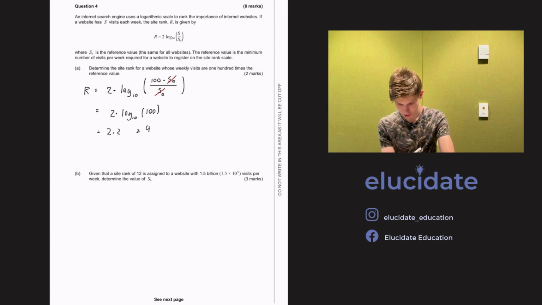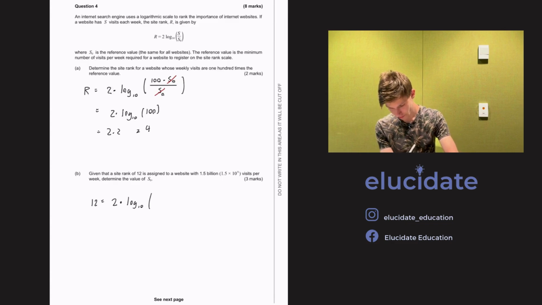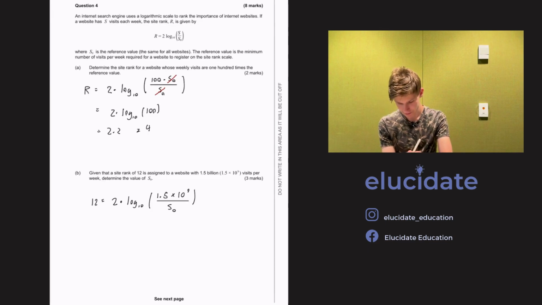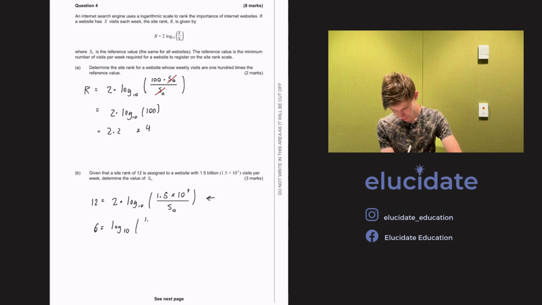Given a site of rank 12 is assigned to a website with 1.5 billion visits per week, determine the value of S0. Again, we can construct our equation from the information given. We have 12 equals 2 times log 10 of, and I'm going to use the scientific notation here, 1.5 times 10 to the 9 divided by S0. Once we have this equation, we are going to divide everything by 2. So we end up with 6 equals log 10 of the same thing that we had up here.